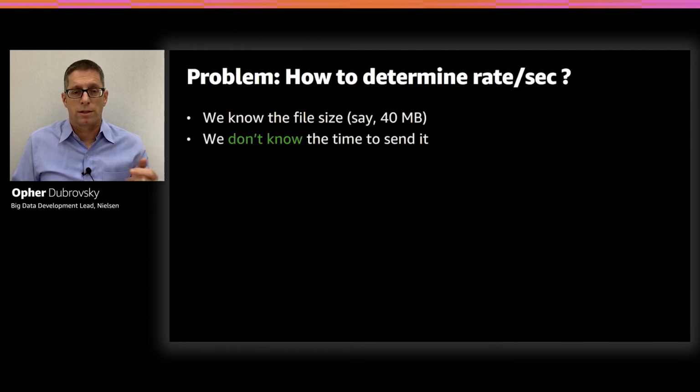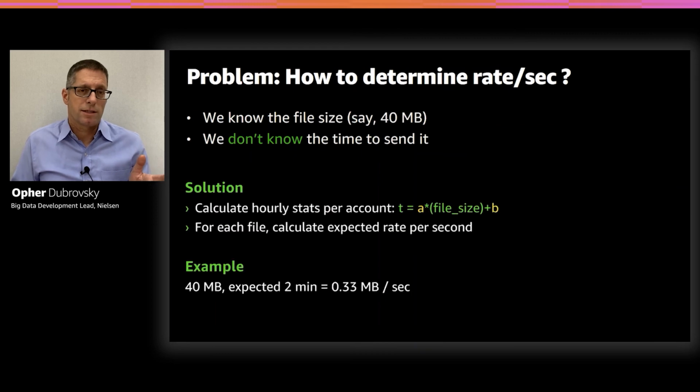To solve this, we've implemented another mechanism that would once an hour calculate statistics for every account over the last hours and calculate a formula from it that allows you to figure out how long it's going to take to send a file. Now, you have to realize this is different from platform to platform. It could vary over time because of network congestion, or platforms may upgrade their infrastructure, so long-term they may be able to process more.